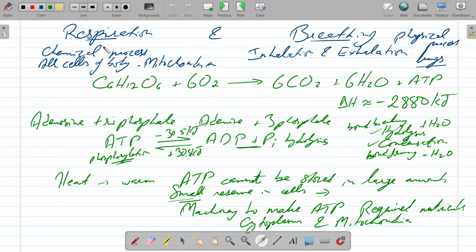Then understanding the difference between respiration and breathing. So respiration is a chemical process and it occurs in all the cells of the body, in the cytoplasm and the mitochondria. Whereas breathing is the physical process of inhalation and exhalation of air, right, where gaseous exchange occurs in the lungs. The overall equation for respiration is given over here, where you have a molecule of glucose that combines with oxygen, and then you have carbon dioxide given off as a waste product, water is produced, and ATP, right? And that is the energy produced.